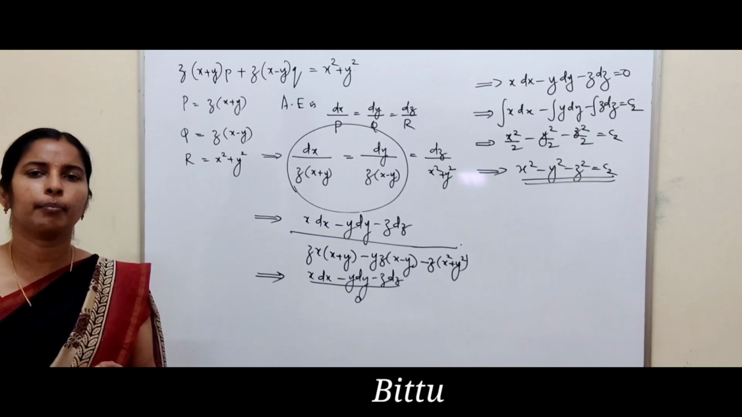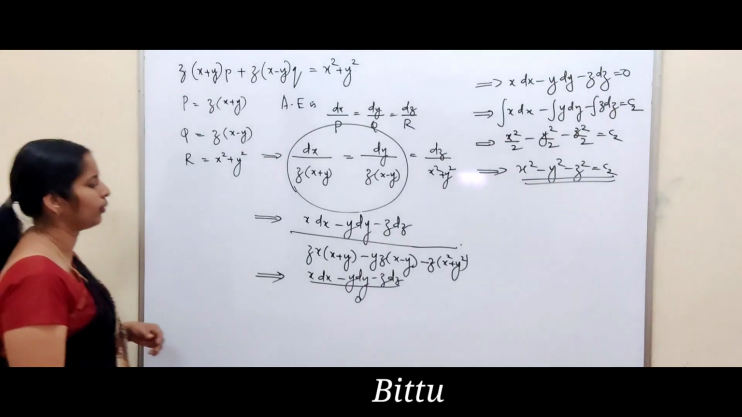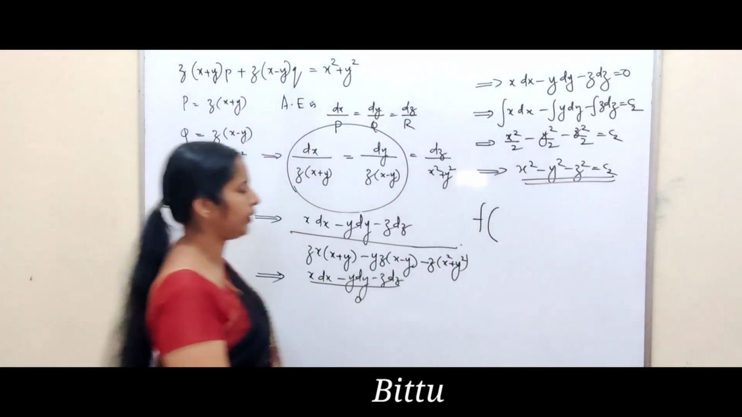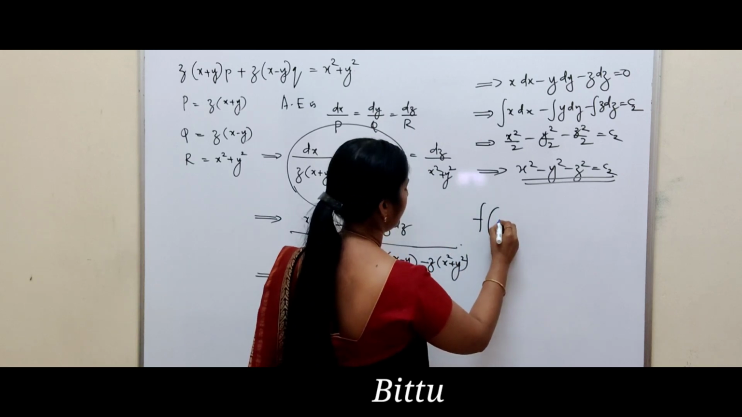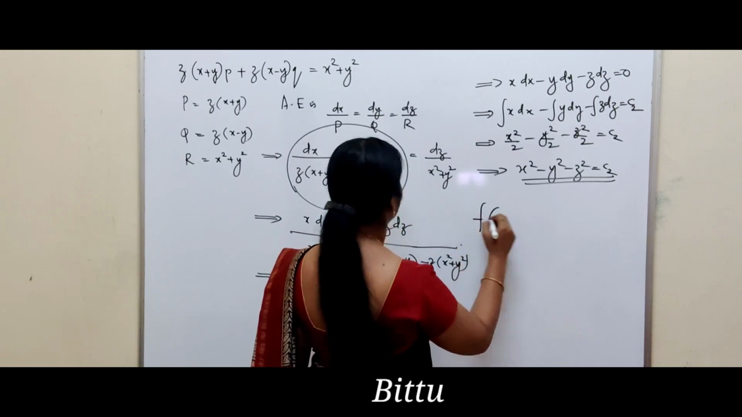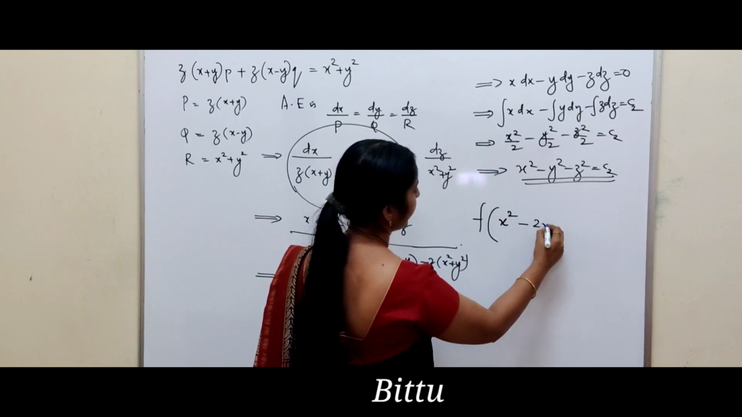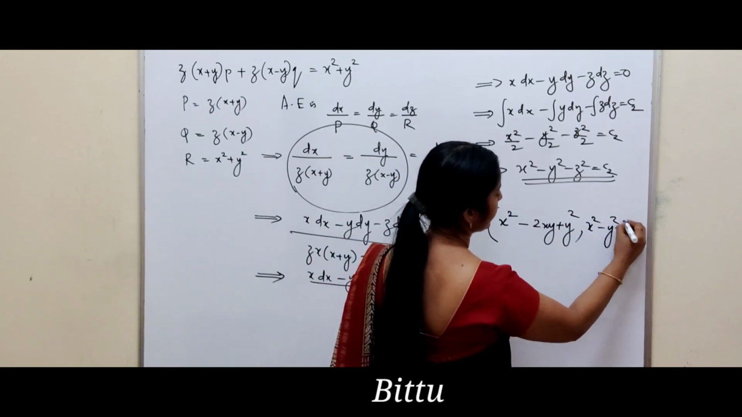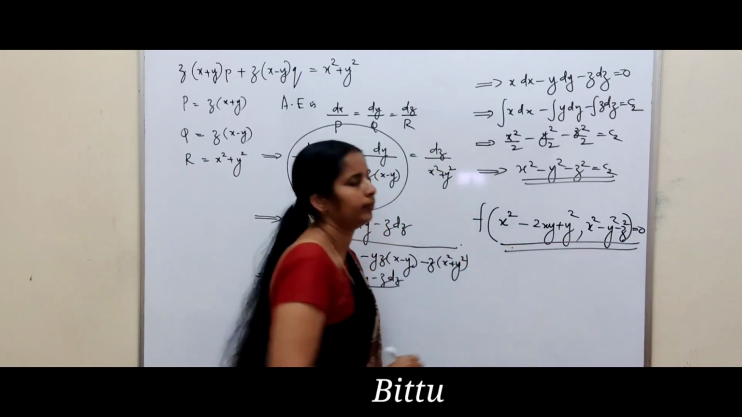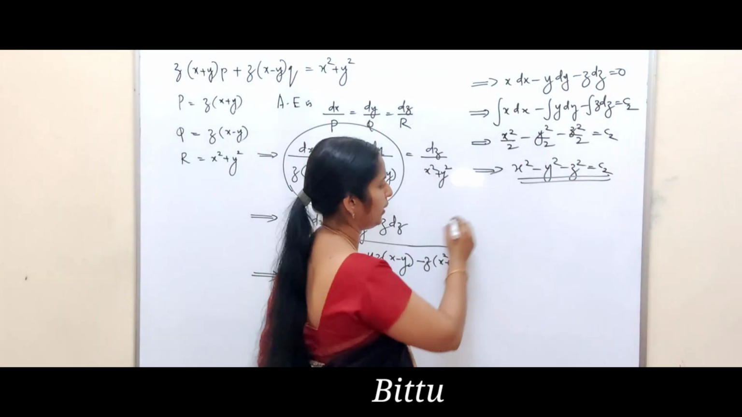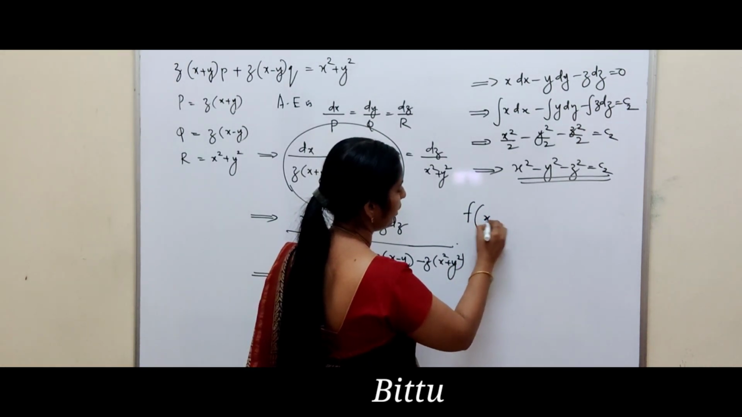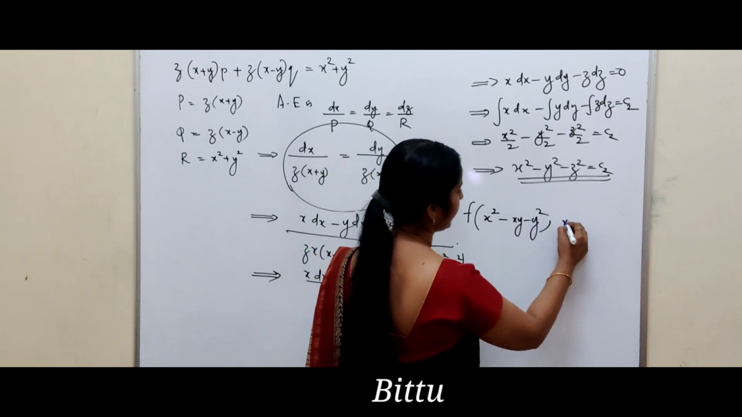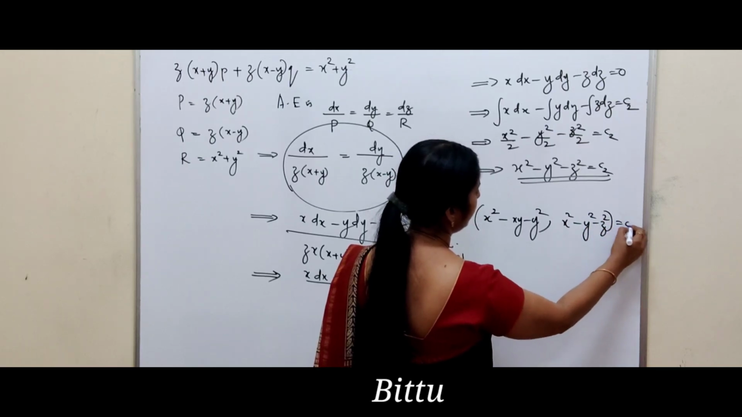So we can write a solution of the partial differential equation. The solution of the partial differential equation is f of, see, previously we got one solution, that is x square minus 2xy plus y square, comma, x square minus y square minus z square equal to 0. So one solution of the partial differential equation is f of x square minus 2xy minus y square equal to 0, comma, x square minus y square minus z square equal to 0.